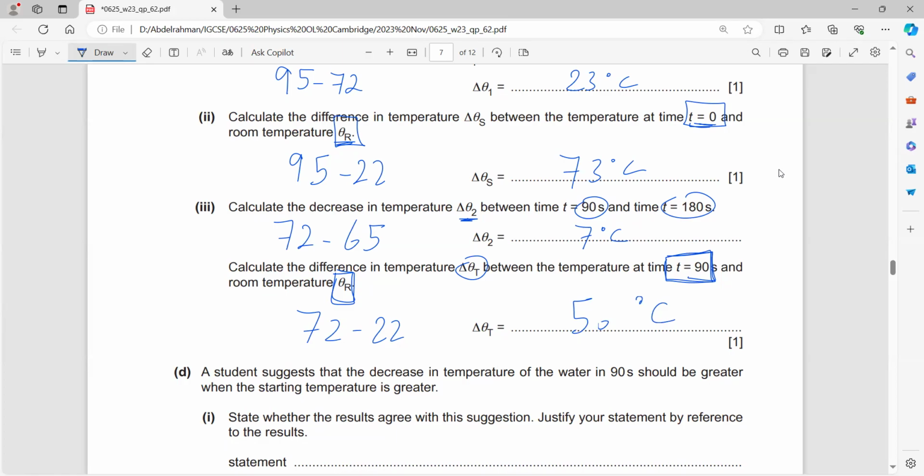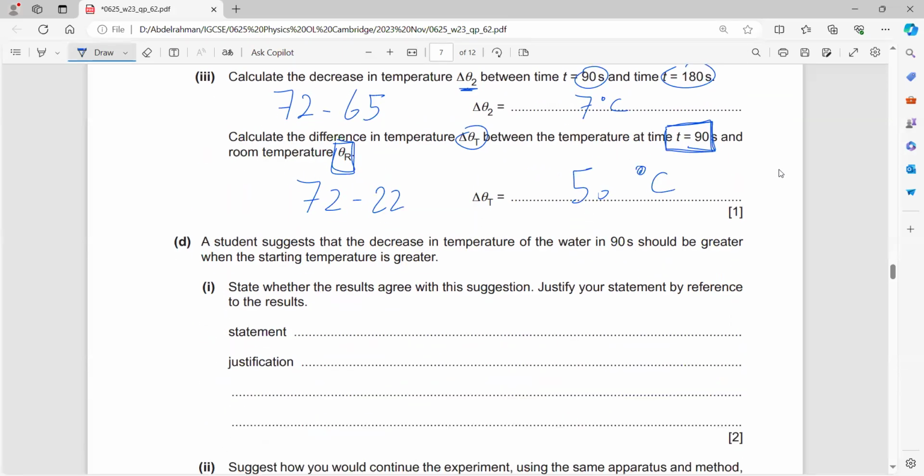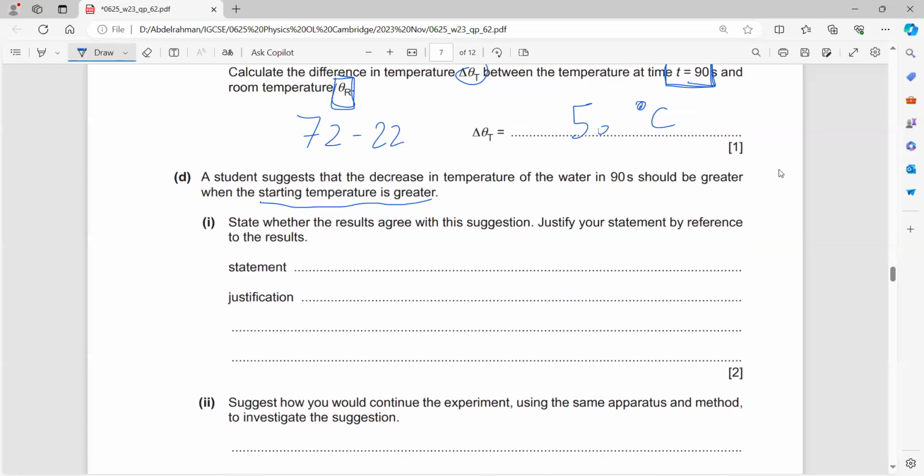Okay, good, easy. A student suggests that the decrease in temperature of the water in 90 seconds should be greater when the starting temperature is greater. Is this correct or not? Do you agree? Yes, agree.